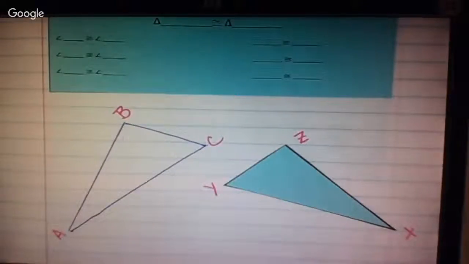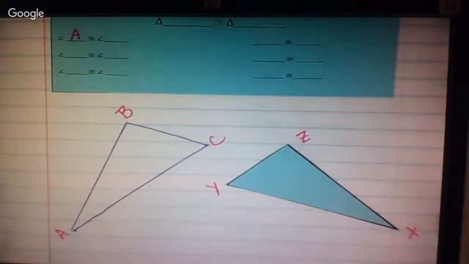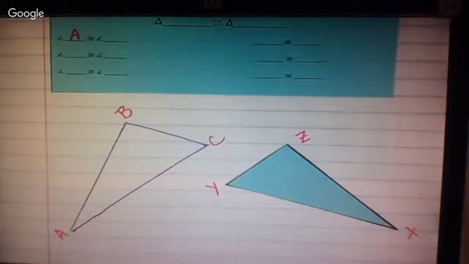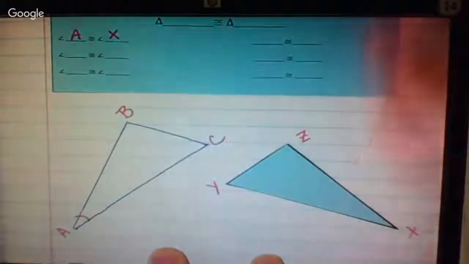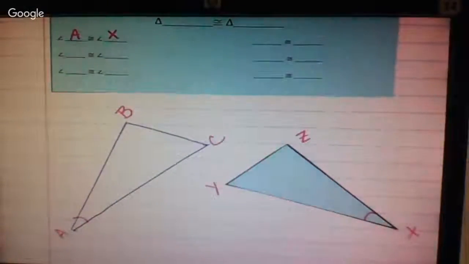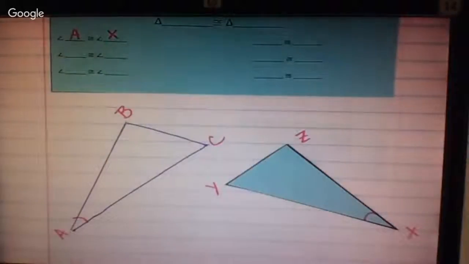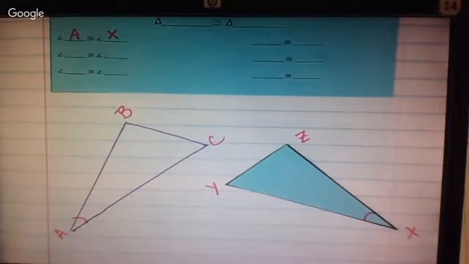Okay, so looking at the picture, if I tell you angle A on my triangle matches with angle what? X. Okay, when you're looking at pictures, you can't just assume. So they're going to have it marked. So the way that they mark this is they're going to mark it like this. That shows you that angle A is congruent to angle X because they both have the same exact symbol that shows that they're congruent.